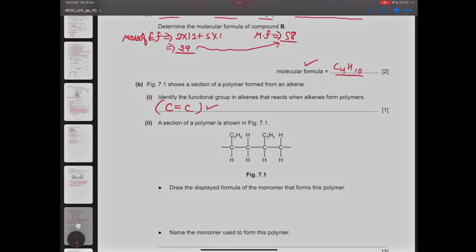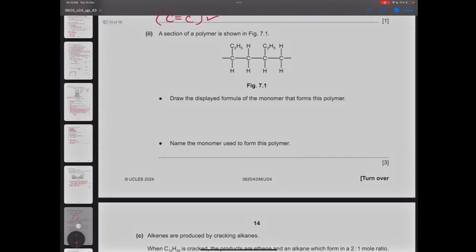Now, a section of addition polymer is shown in figure 7.1. Draw the displayed formula of the monomer that forms this polymer. Now, this might be a little bit tricky for some of the students, but pay attention here. I'll explain it in the simplest words. First of all, in order to draw the monomer, you take 1 unit and break these extensions, make a double bond here.